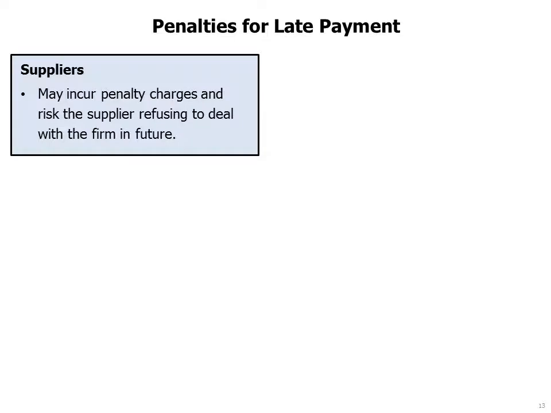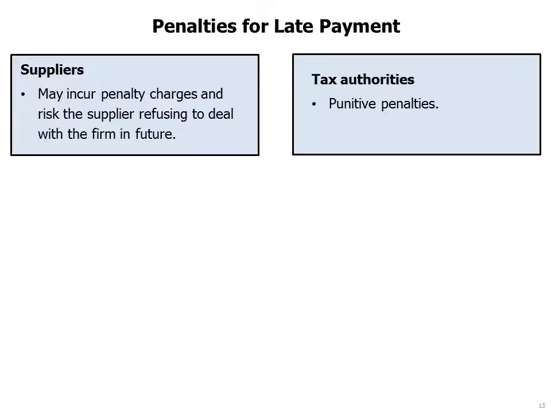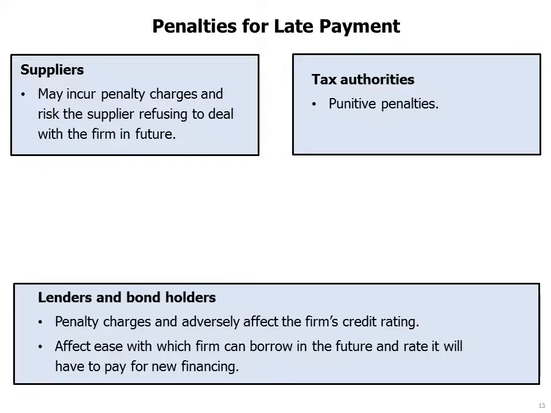Let's move on and talk about some penalties for late payments. So in terms of late payments to suppliers, there may be penalty charges in the contracts, and there's also a risk that if a firm continually pays its supplier later than contractually due, the supplier will simply refuse to deal with the firm in future. And paying tax authorities late in terms of tax due, tax authorities will impose punitive penalties far in excess of the amount of tax which is actually at stake.